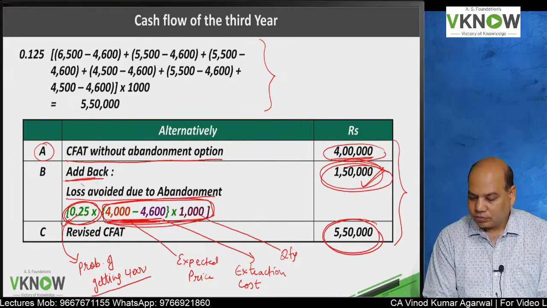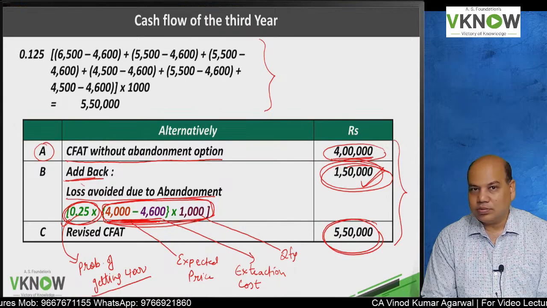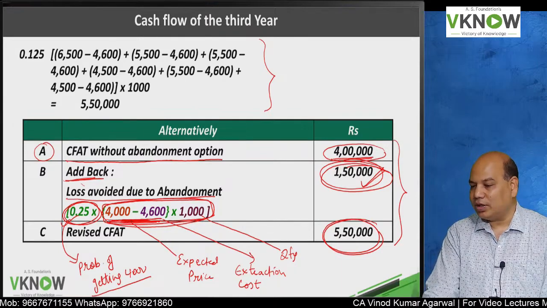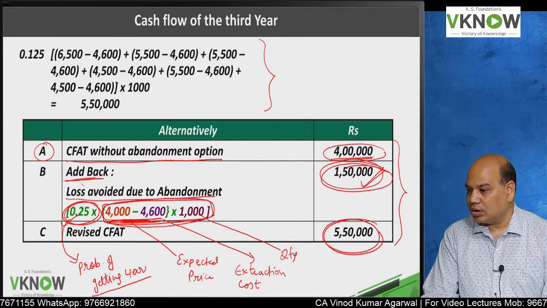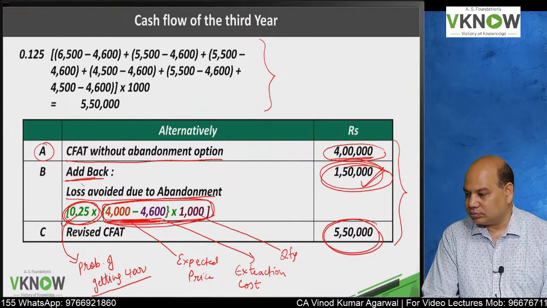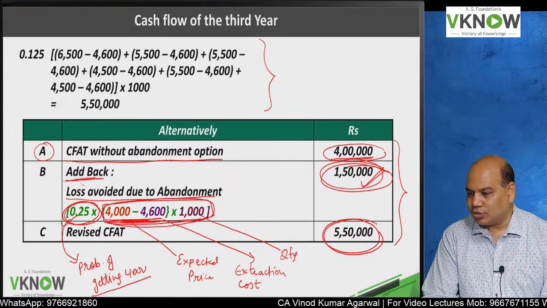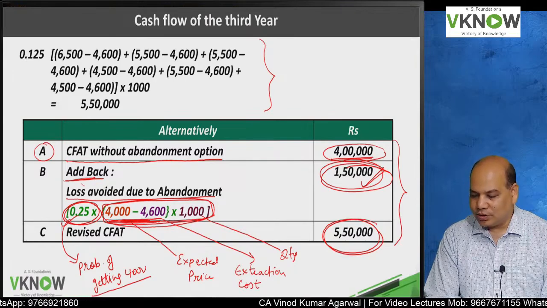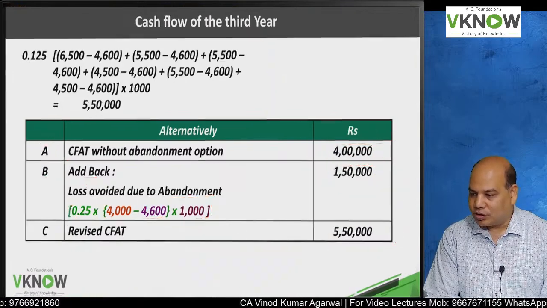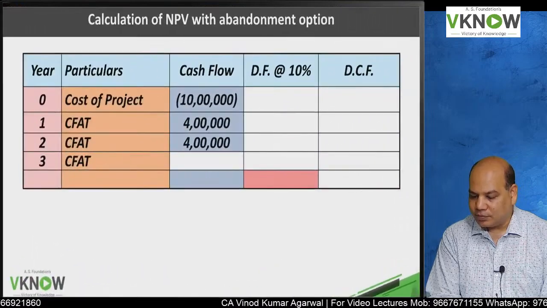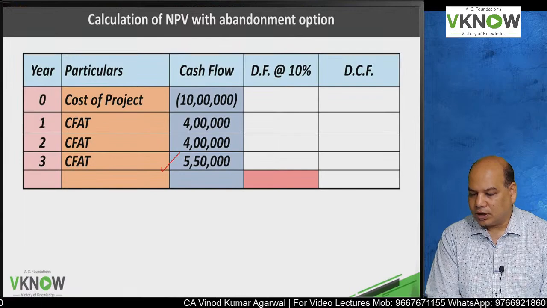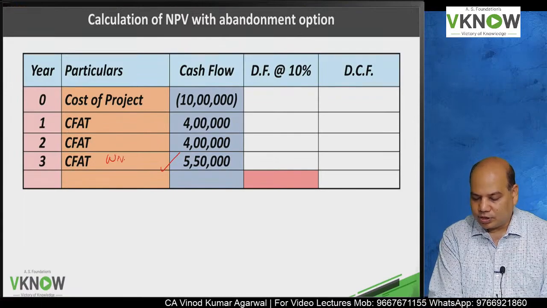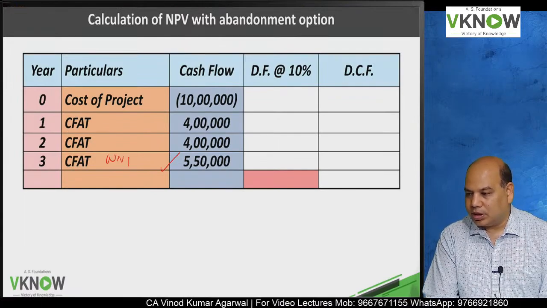Okay. Any query on this? Then I am going to go to NPV calculation. Any query on this? Yes query or no query? No query. Very good. Have you understood? So this 5,50,000, you bring it here, 5,50,000 from working note 1 below.